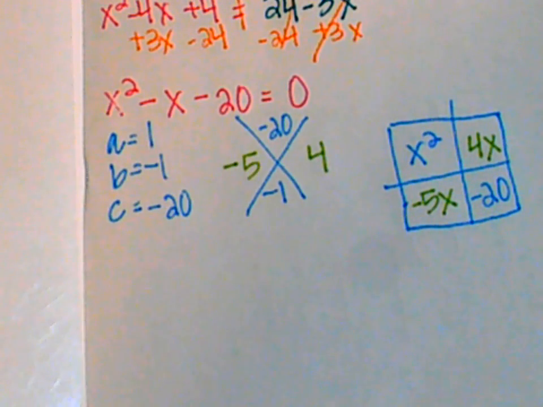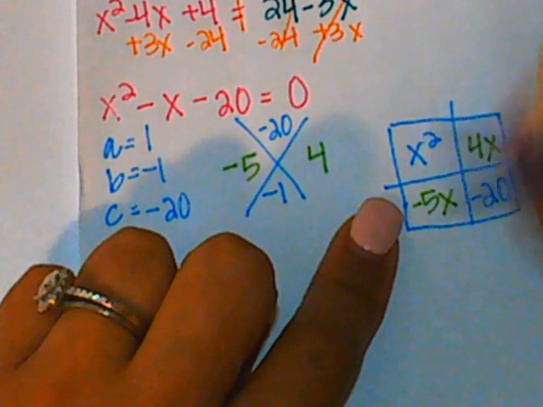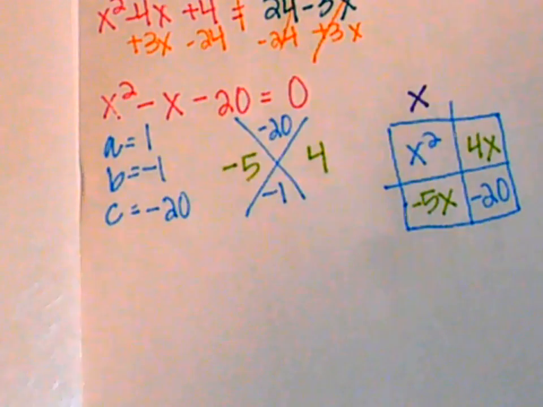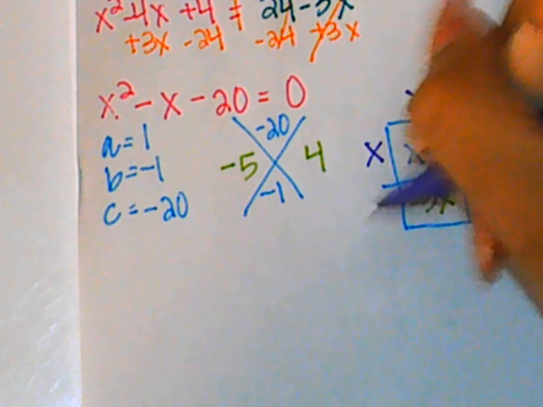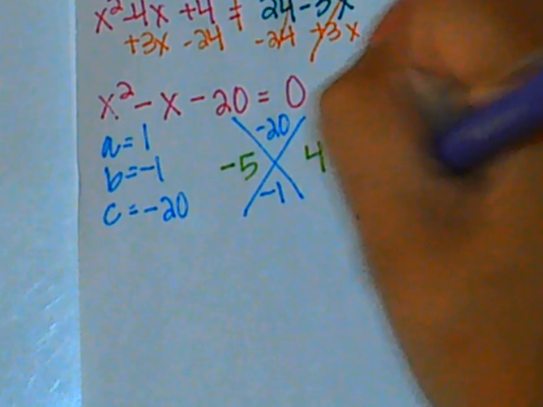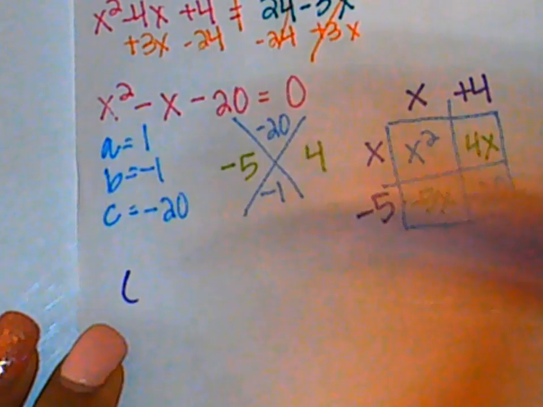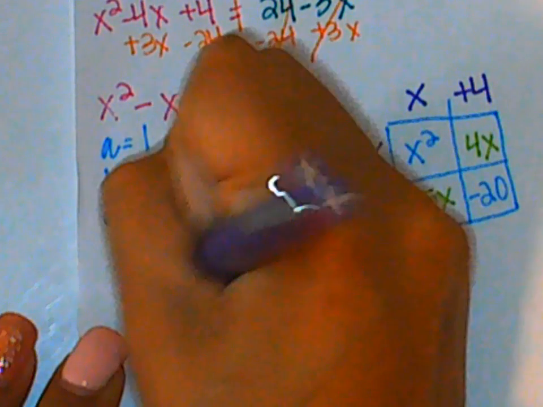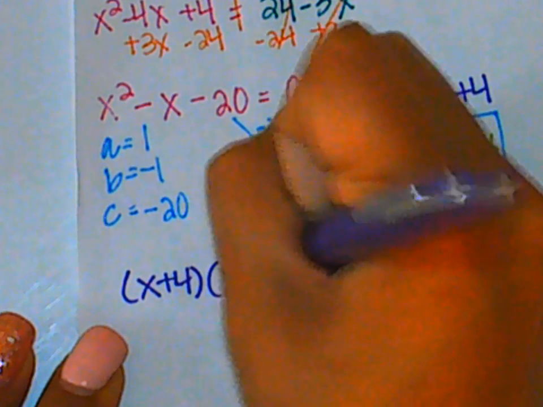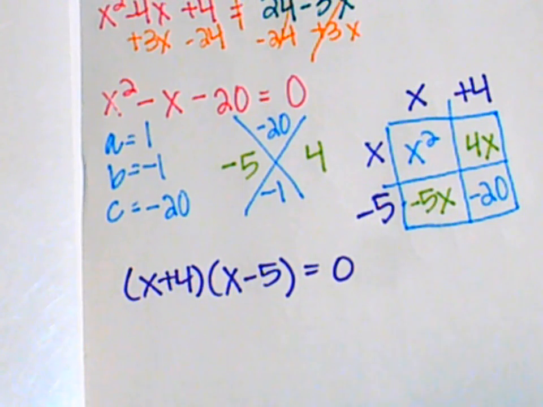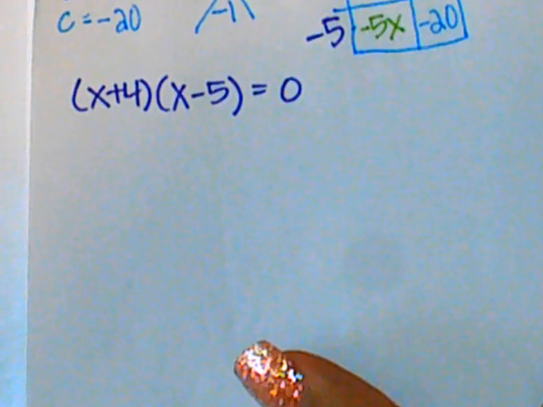So now I want to pull out my GCF. So what do these two have in common? Well, they only have an x in common. That leaves me with an x here. So then what do I multiply by x to get negative 5? Negative 5, and then plus 4. So my factored form is x plus 4, x minus 5 is equal to 0. This becomes another finding the roots problem like we did.